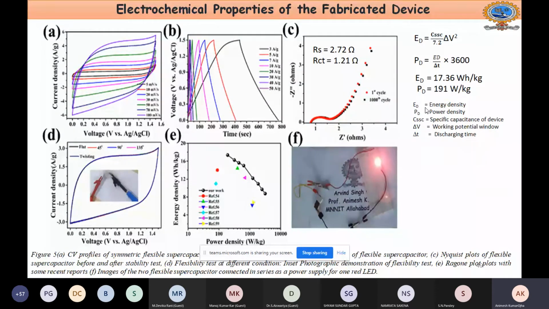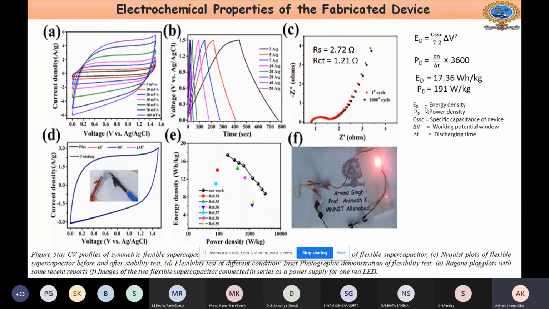As I said, the device is flexible in nature. So here I have folded and bent it at different angles and tried to check whether any change in the CV behavior is coming or not. We found that this bending does not affect the CV curve of this particular device. This means that its flexibility is well accepted, and this device can be used as a flexible device in order to store energy.